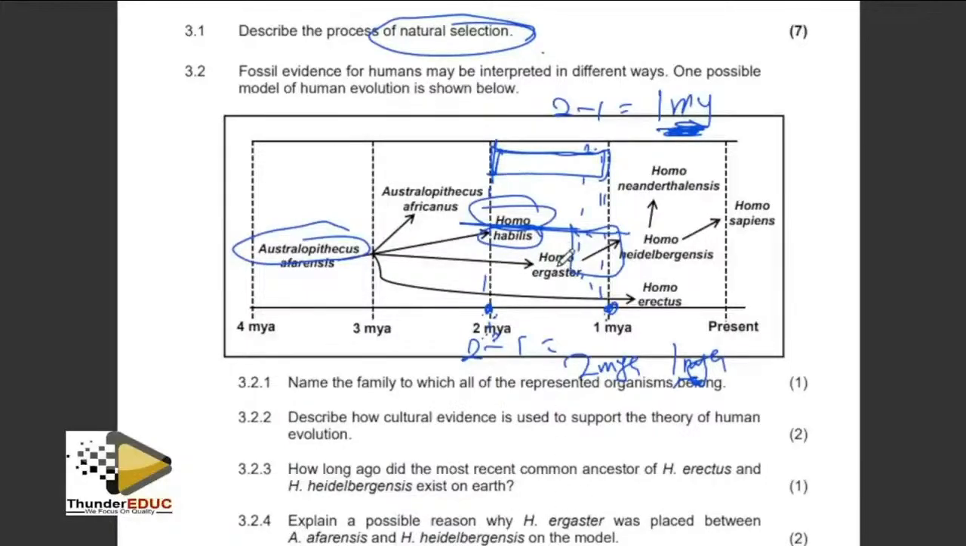Where is Homo ergaster? Homo ergaster is here, and then Australopithecus afarensis is here, and then Neander is here. So it means that this is a transitional fossil. Homo ergaster has some characteristics of this and also some characteristics of that. Because it didn't get extinct, therefore it's still going. Therefore it is a transitional fossil.